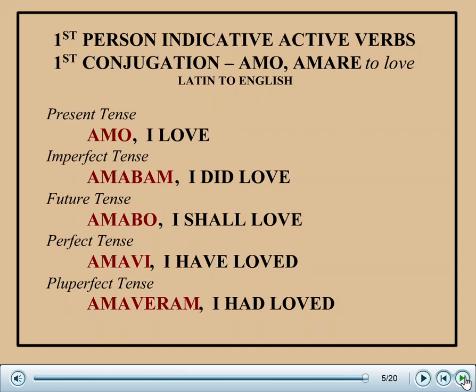Pluperfect tense, I had loved, amaveram. First person indicative active forms of the first conjugation verb amo, amare, to love. Be sure these are all memorized.